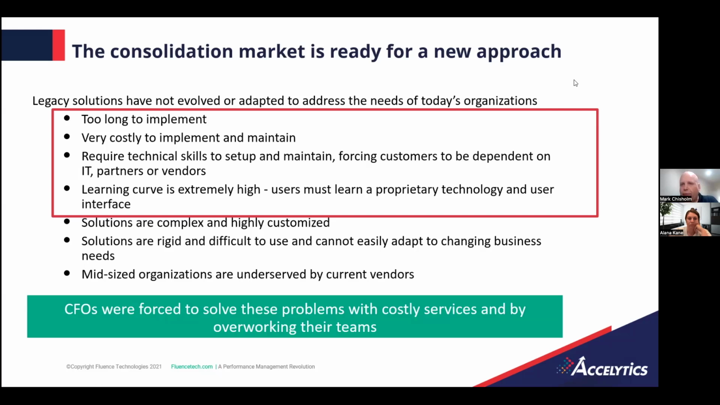And of course, because they're more technical, the learning curve is much higher. Users have to basically learn a proprietary technology. And what we found with that learning curve is that people will abandon it because it's just taking too long and too frustrating, and they have all their other stuff to do in their day jobs, right? So as a result, the solution just sits there, not being used, becomes an expensive data repository, and then basically the organization just ages out of the solution.